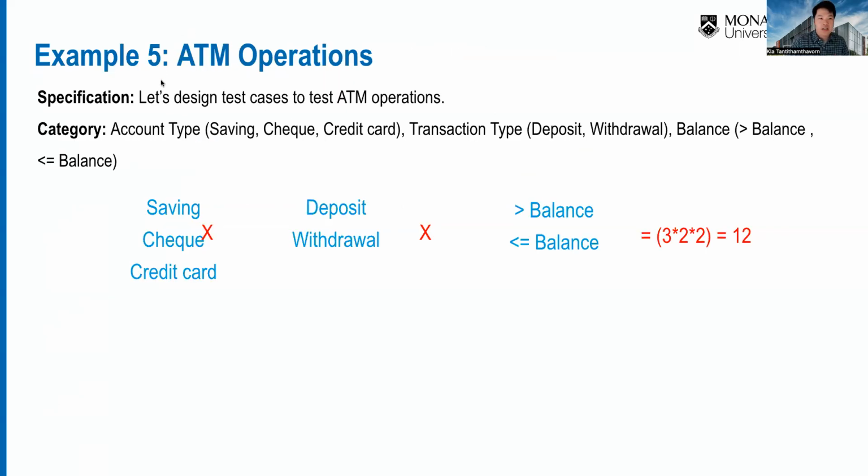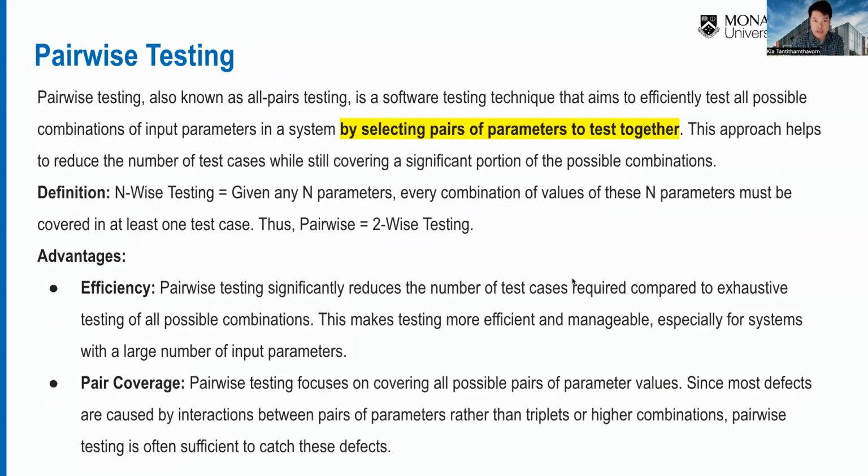ATM operation here, another example as well. Let's say we want to design test cases to test the ATM operation. We have 3 different account types. We have 2 transaction types, and we also have 2 types of balance. When we deposit or withdraw, we should check whether we have enough balance or not. So in total, we have 3 times 2 times 2, which is 12 total combinations for this case to test.